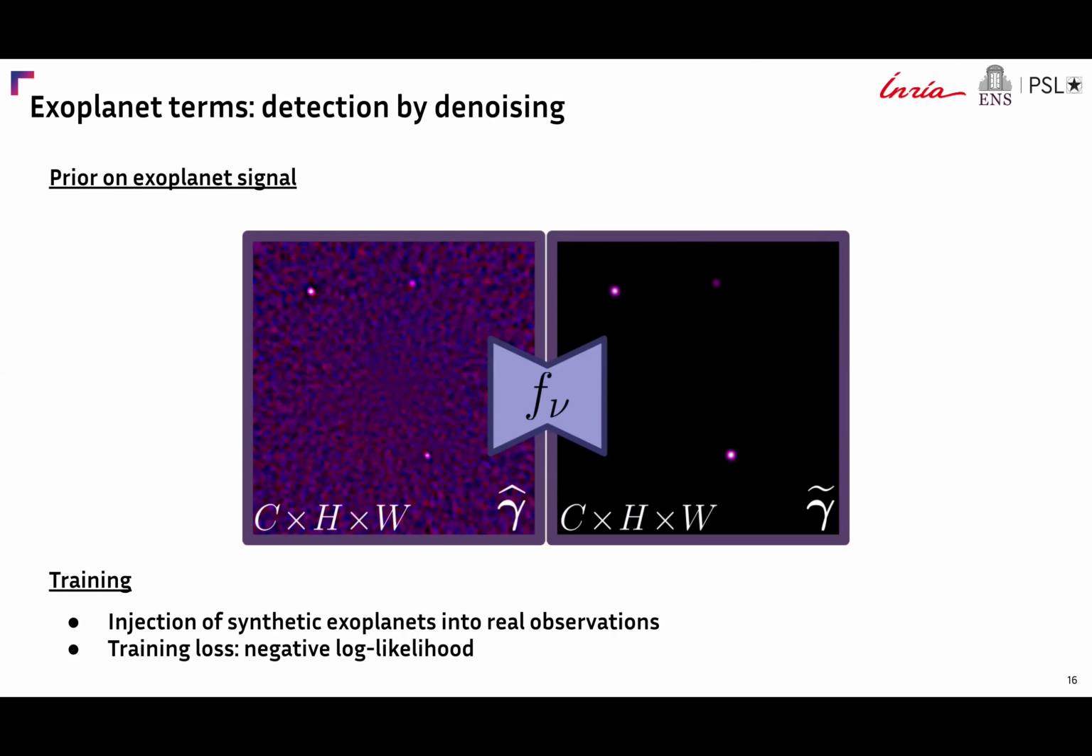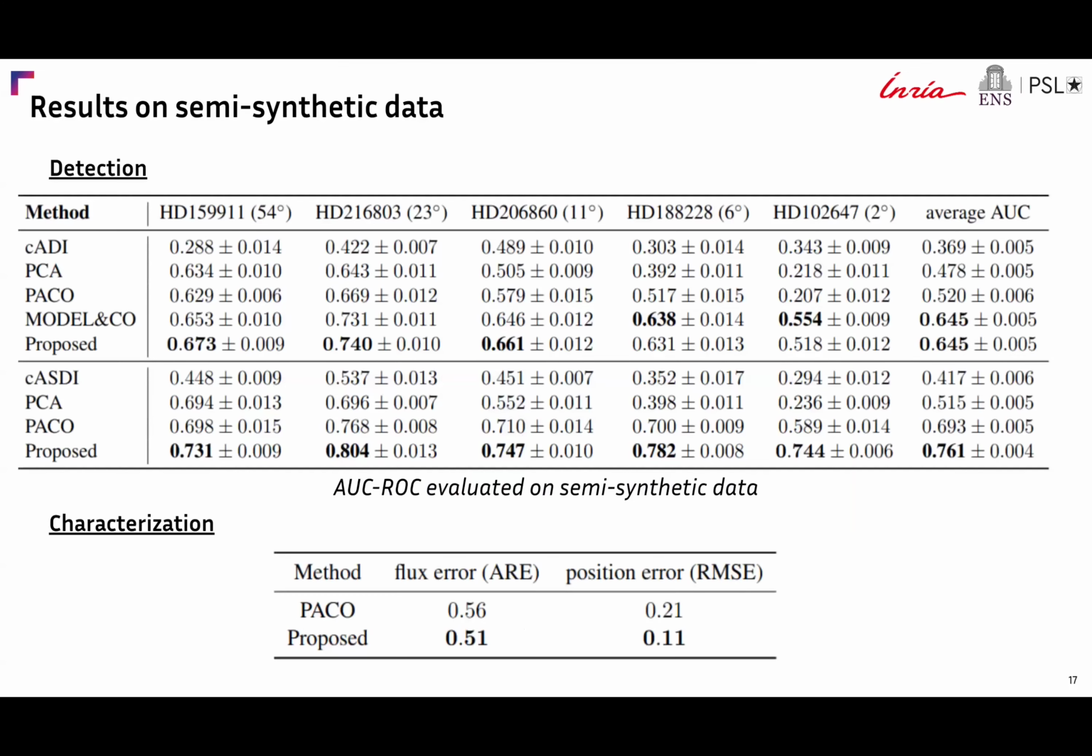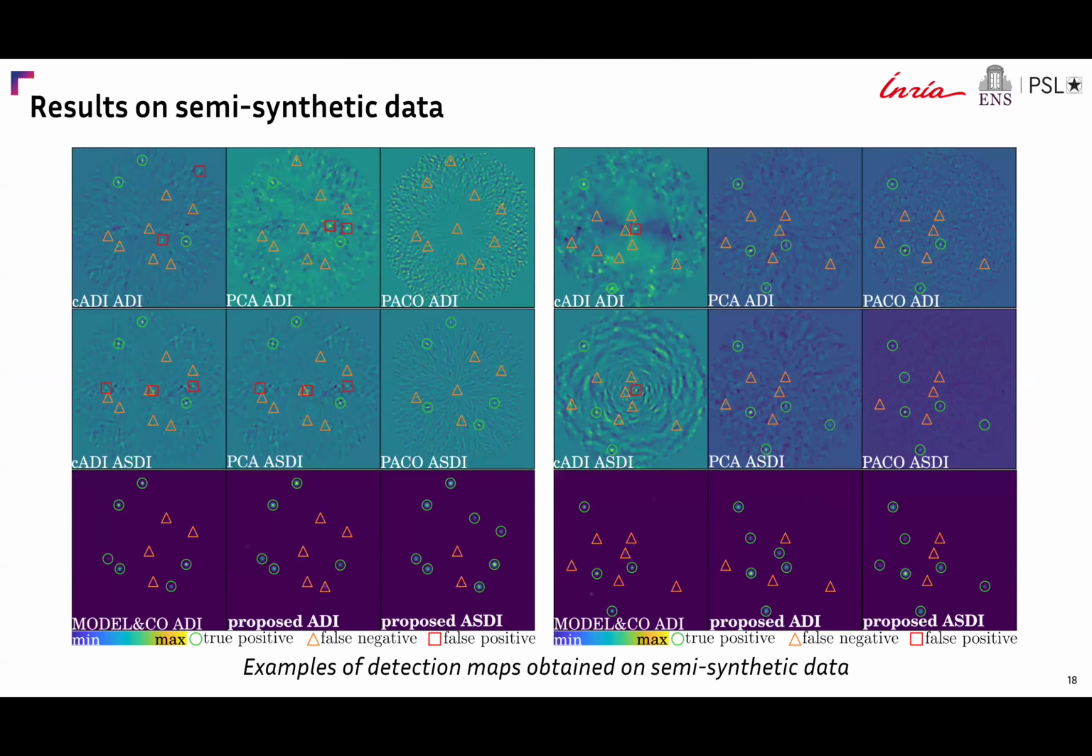The full architecture is trained end-to-end using semi-synthetic data, where synthetic exoplanets are injected into real observations. We optimize the model using the negative log likelihood as a training loss. Our method demonstrates competitive or superior performance compared to existing methods for detecting exoplanets in both monospectral and minispectral observations. Moreover, the interpretability of our architecture allows us to refine the estimated flux and positions of detected exoplanets by optimizing the speckle model post-detection. Finally, we present detection maps on both semi-synthetic and real datasets.